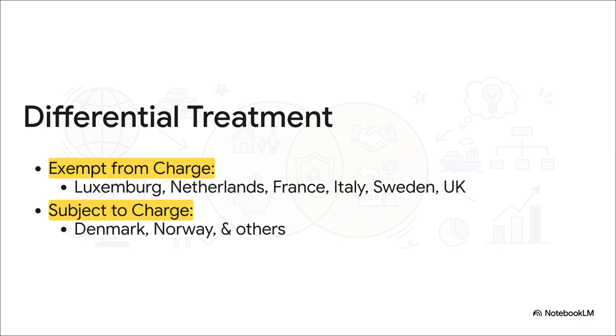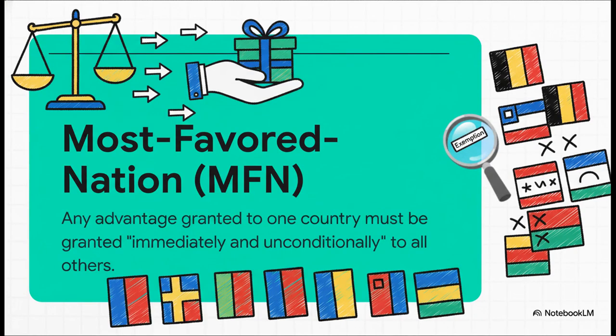You're treating identical products from different countries differently, and that is a massive red flag under the GATT rules. This kind of favoritism runs smack into one of the absolute pillars of the entire GATT system, the Most Favored Nation principle, or MFN, found in Article 1. And the rule is simple.